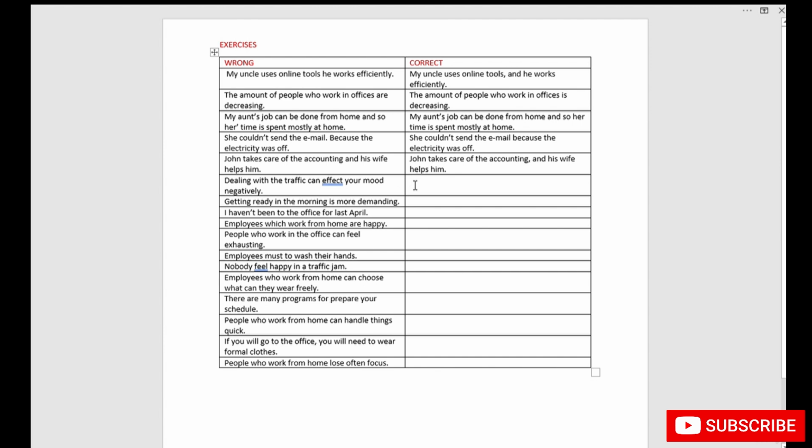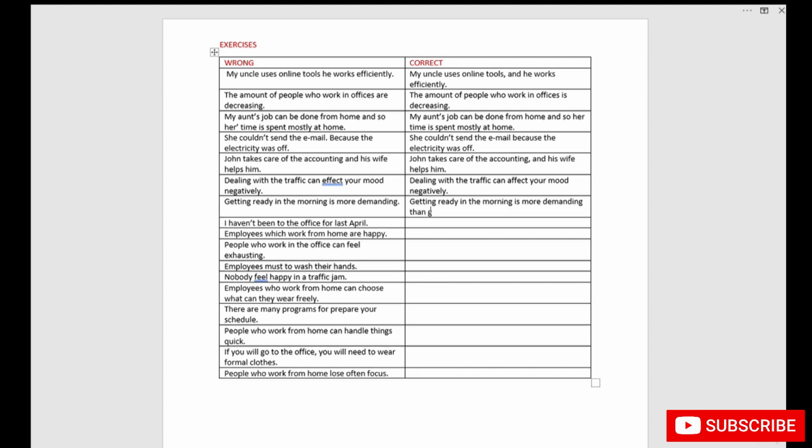The next one, dealing with the traffic can affect your moods negatively, and as you can see, the blue line gives away the answer in a way. So the correct answer is, dealing with the traffic can affect your mood negatively. Next one, getting ready in the morning is more demanding. Now there is a comparison and I need to say what I am comparing it to. So I say getting ready in the morning is more demanding than getting ready when you work from home.